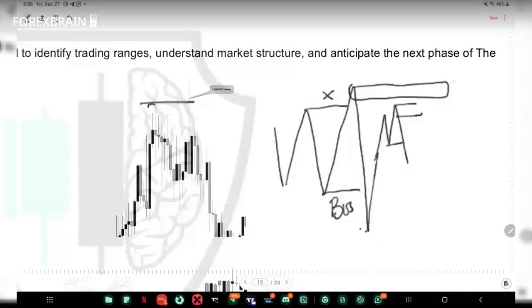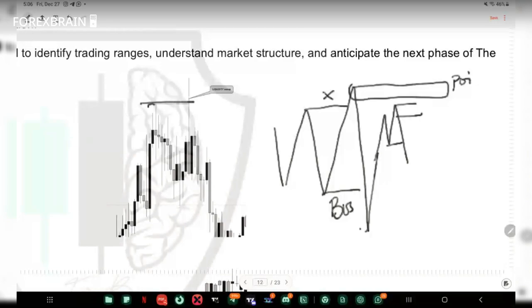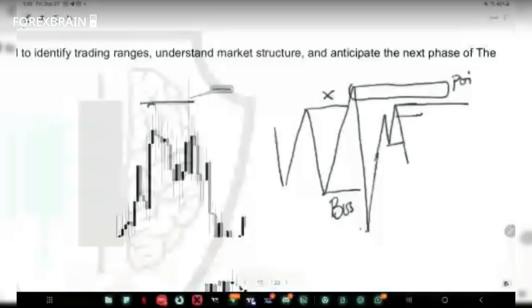Price is not even interested in your point of interest. That's the funniest part of price. It's not even interested. Price is only interested in manipulating. So we have a lot of resting liquidity here. You can see that this one is not this type. No, it is not this type, right? But it came and it created what? A BOS to the downside.